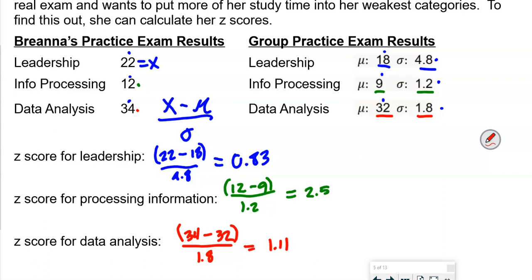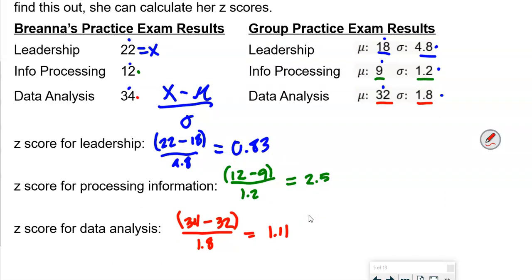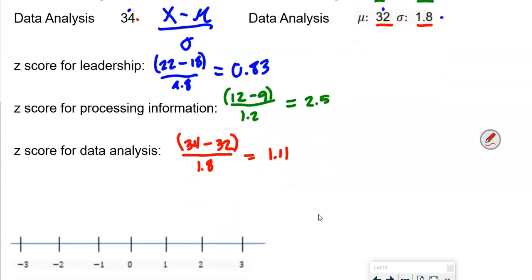So now, when we're trying to make a decision about how she wants to invest her time, obviously her weakest was leadership, right? And her strongest was processing information. So we can actually rank these right here, right? So we do 0.83. That's like right about there, right?